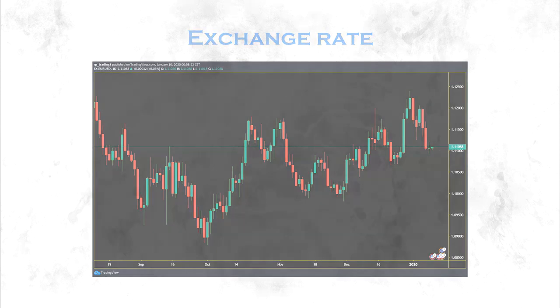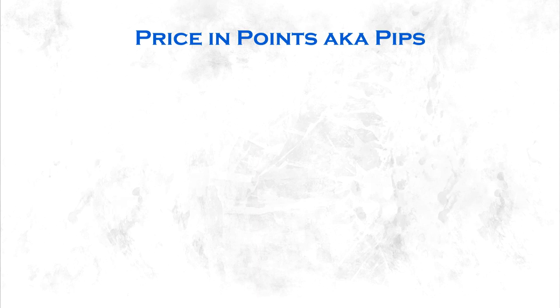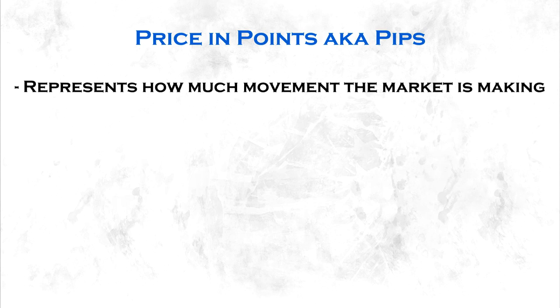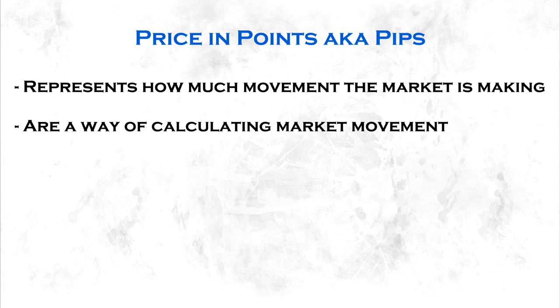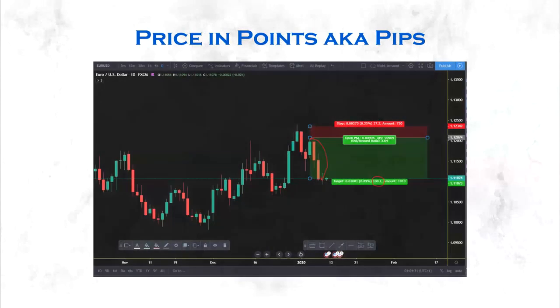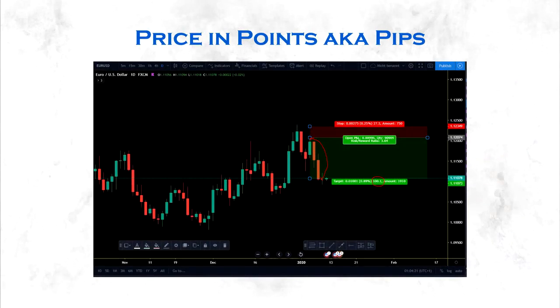Next thing I want to talk about is pricing points, aka pips. Pricing points represent how much movement the market is making. Pips are a way of calculating market movement. Let me give an example on the euro US dollar. The move I have highlighted is a 100 pip move. So whenever you hear the word pips, it means we are talking about the market movement. You're going to learn how to calculate that all in another lesson.